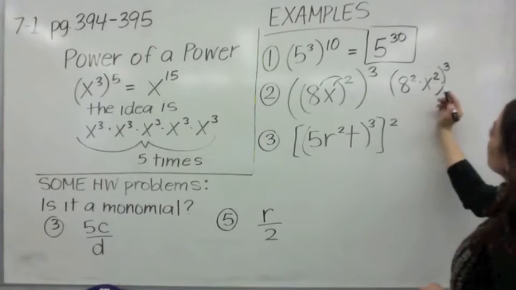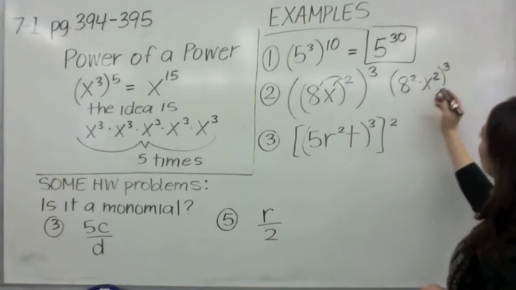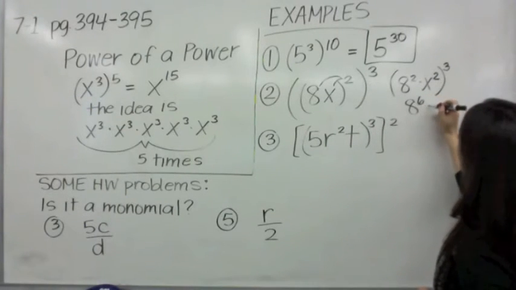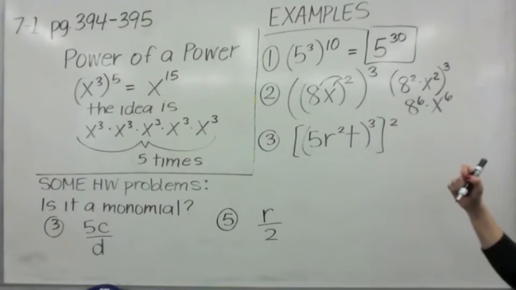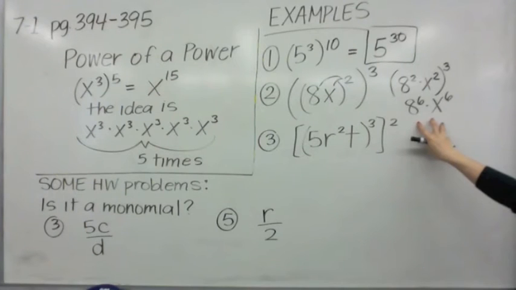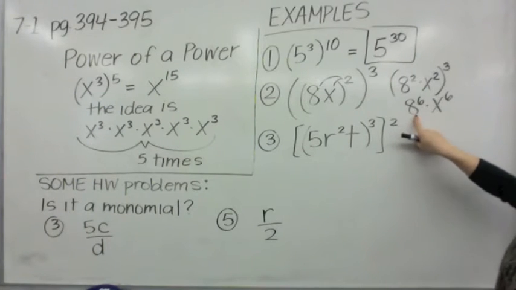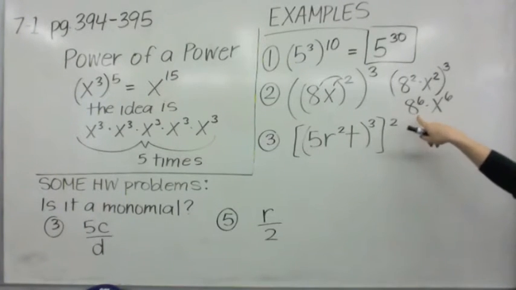And you know that if you do that, you're going to do 2 times 3, which is 8 to the power of 6, times 2 times 3, which is x to the power of 6. So when you get this answer, you do not have to go ahead and expand 8 to the power of 6. You can leave it as 8 to the power of 6.